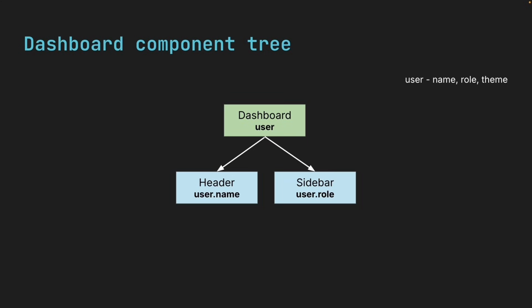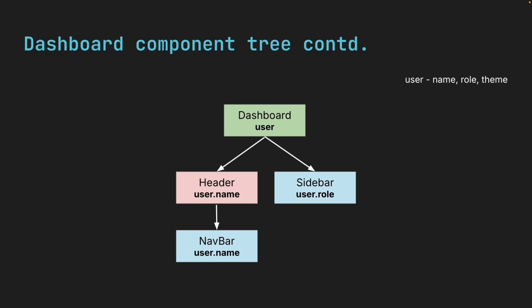Let's take this one step further. Suppose the header doesn't directly display the user's name anymore. Instead, it renders a navigation bar component, and that is the component that actually needs the user data. Header itself doesn't use the user prop at all, but it still receives it. That makes header a pass-through component, kind of like a middleman.